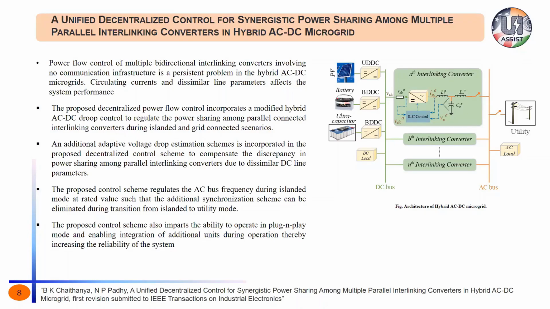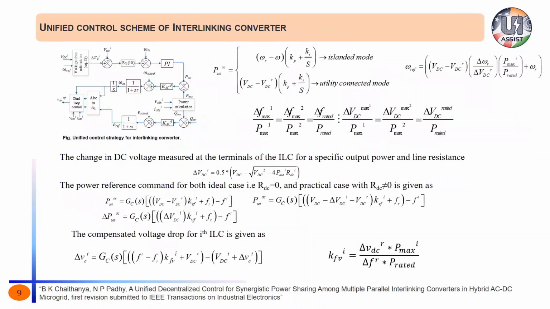Considering this, there are solutions that have been proposed to overcome this drawback, using signal injection methods to estimate the DC resistance or AC resistance. What we thought was, instead of identifying or determining these line resistances, why can't we estimate the voltage drops that occur because of these line resistances? With this thought, a unified control has been proposed here.